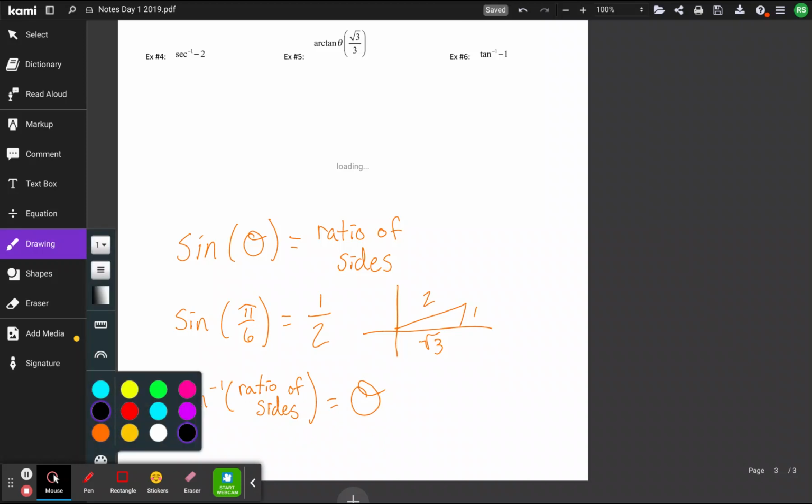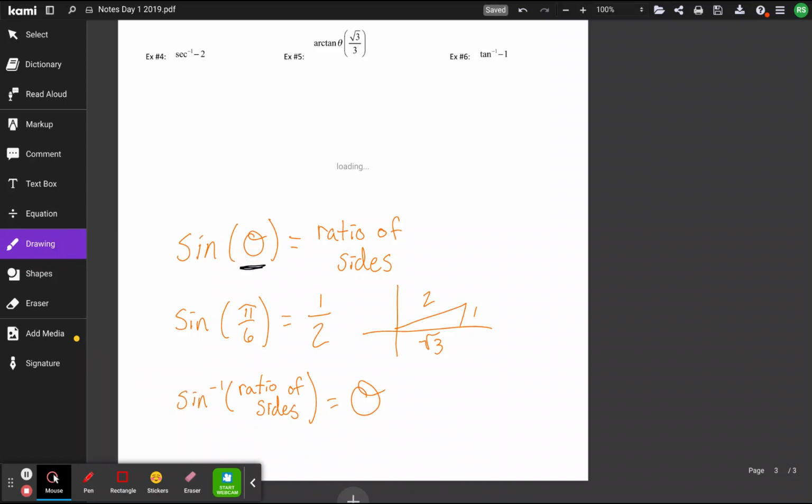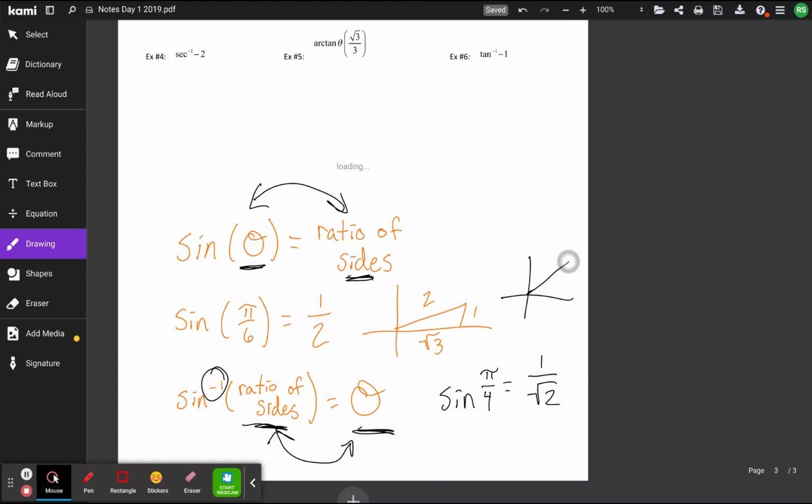So normal trig function, radians goes in, ratio of sides comes out. Inverse function, ratio of sides goes in, radians comes out. We are just flipping our input and output. So if I were to give you sine of pi over 4, we would all say that that is 1 over root 2. Triangle, quadrant 1, 1, 1, root 2.